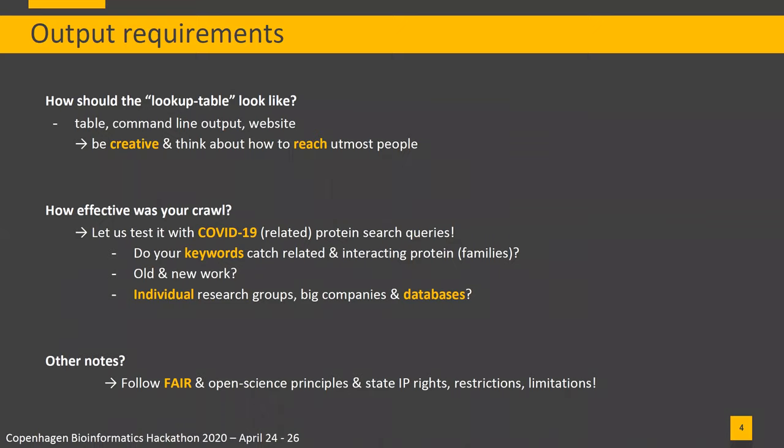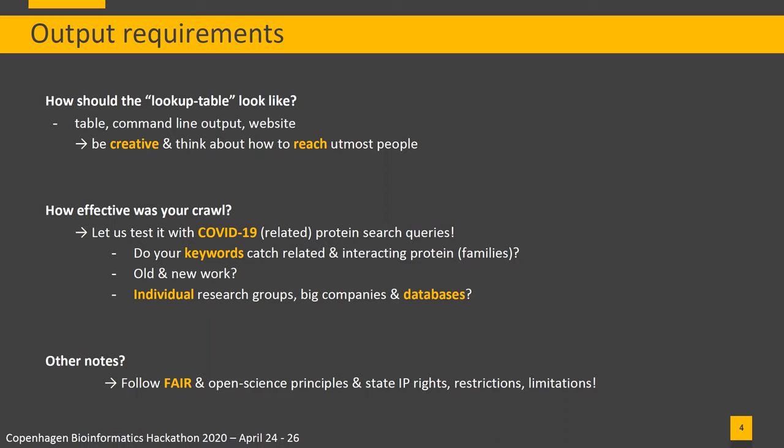Output requirements. So how should the table look? You can be creative and see what you like. In the end, at some point, it would be great to have this as a website, but for the challenge, you can provide it however you would like. It should just be in the best way to reach the most people.